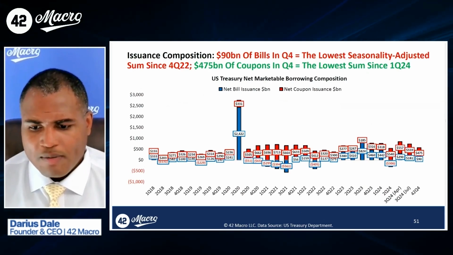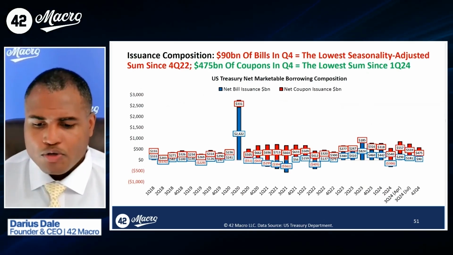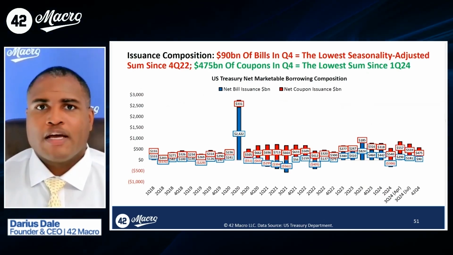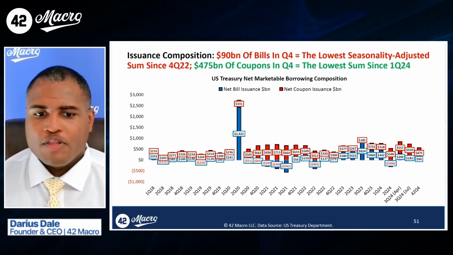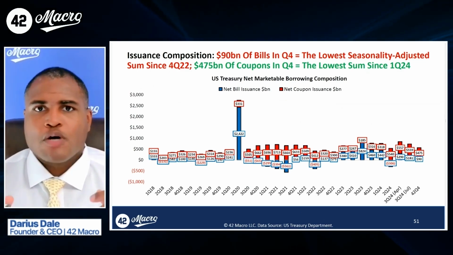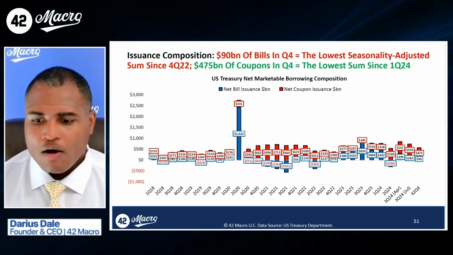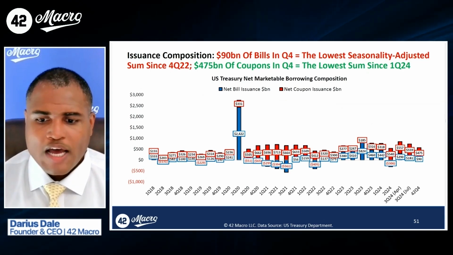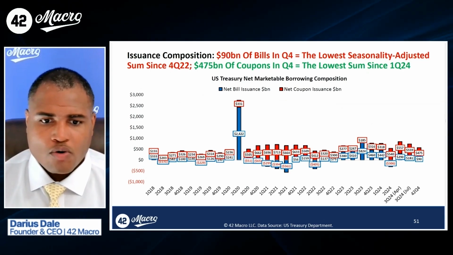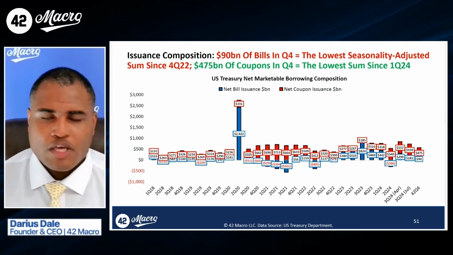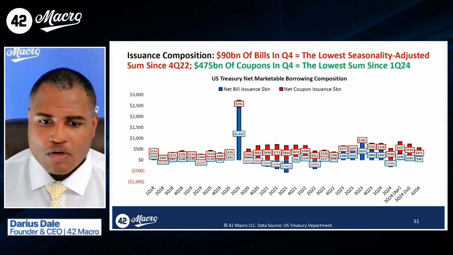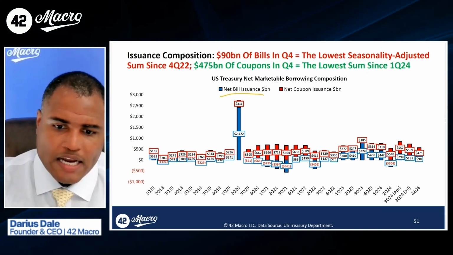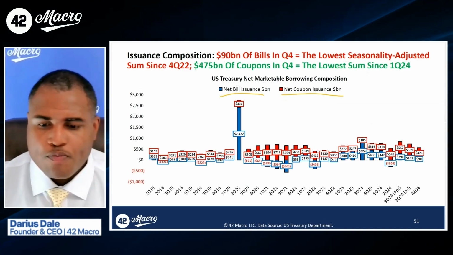So I briefly alluded to there being some dynamics in the quarterly refunding document that are more important than others. Over the next few slides, we'll walk you through what we think are the most important dynamics to monitor in the context of the quarterly refunding. And so here on slide 51, we show the issuance composition. We look at net bill issuance relative to net coupon issuance.